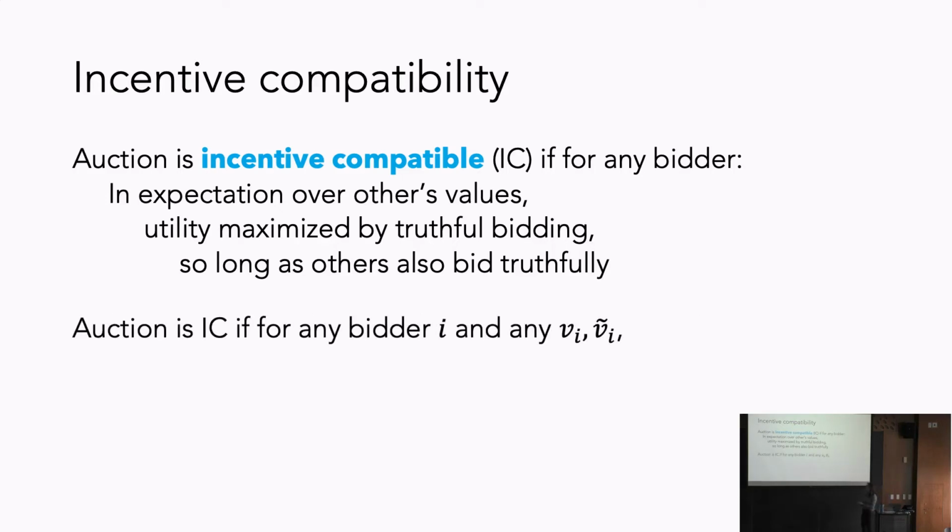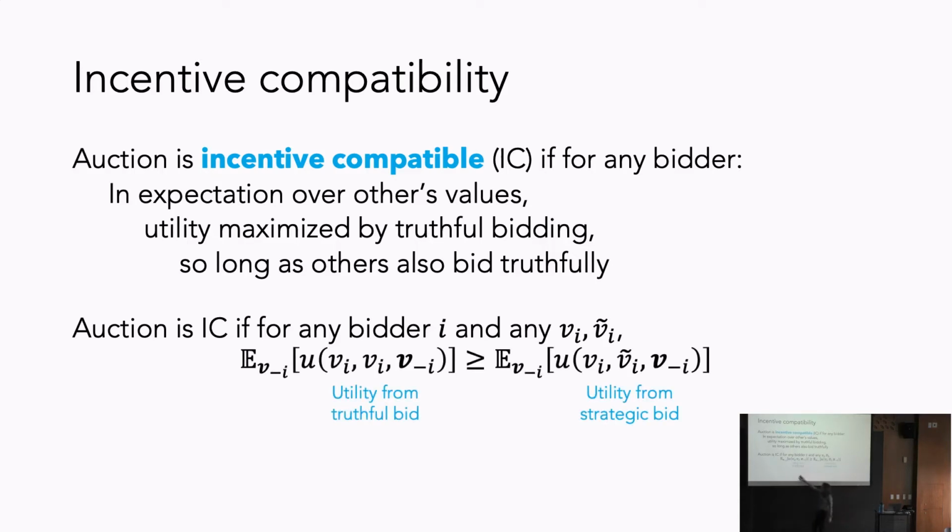Okay, so an auction is incentive compatible if for each bidder i, any true value they might have and any bid they might report, in expectation over the other bidders' bids, their utility from a truthful bid, so here where their true value is vi and their reported value is vi, is at least the expected value of their utility from that strategic bid. So here they're bidding vi tilde.